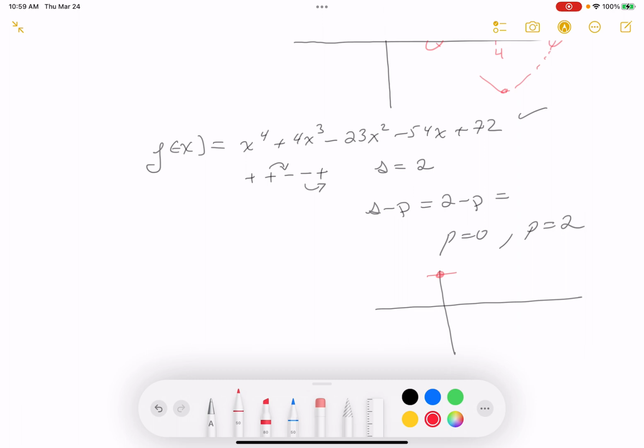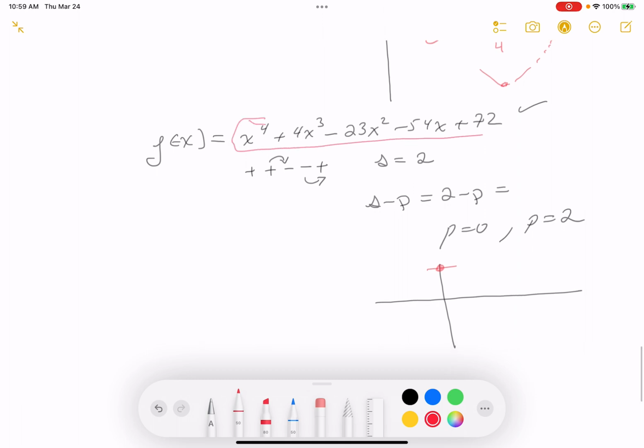So what would that be? And by the way, I'm plugging it in here. What would you get? You get 1 plus 4 minus 23 minus 54 plus 72. All right, okay, it's kind of close. I realize that. So what do you get? 5 minus 77 plus 72. Well, that's definitely above the 0. Hope you can agree with that. All right, so at 1, it's still positive.